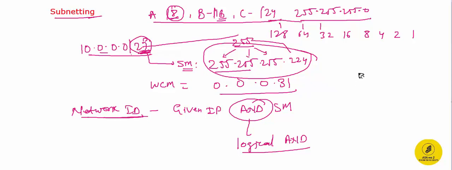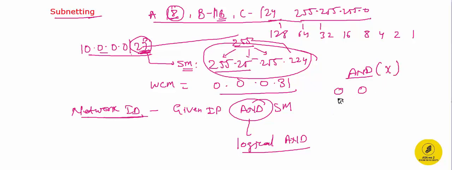Alright, so to understand the logical AND: when it comes to logical operations, we are talking about zeros and ones. To understand the logical AND operation, you need to remember this table. Think of logical AND as a multiplication.